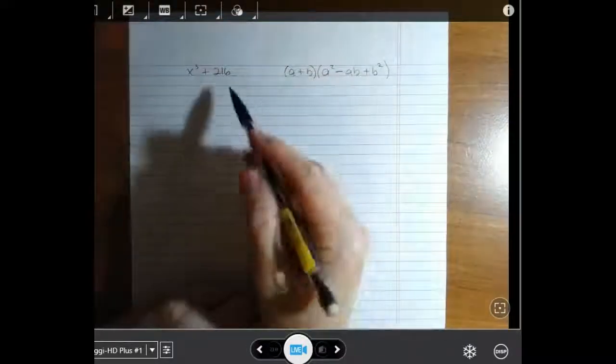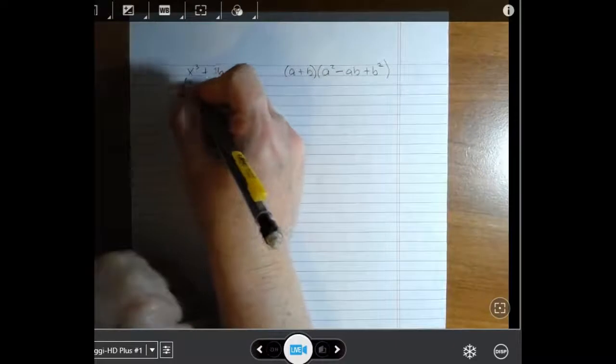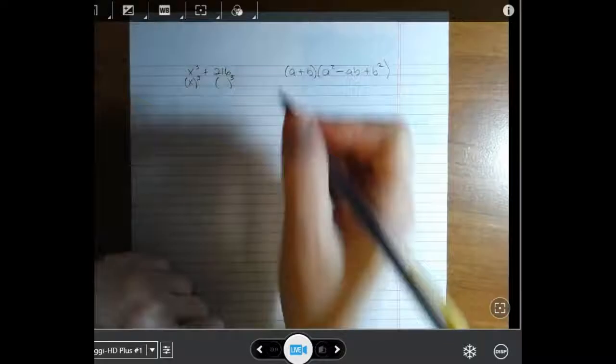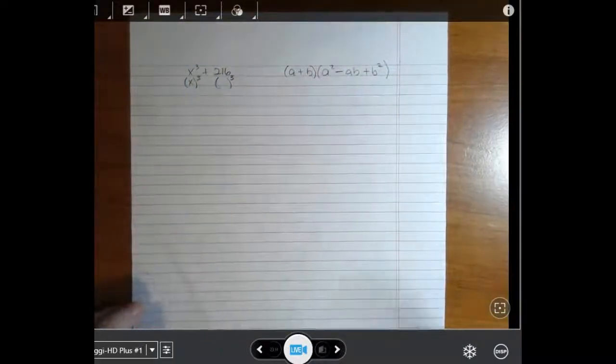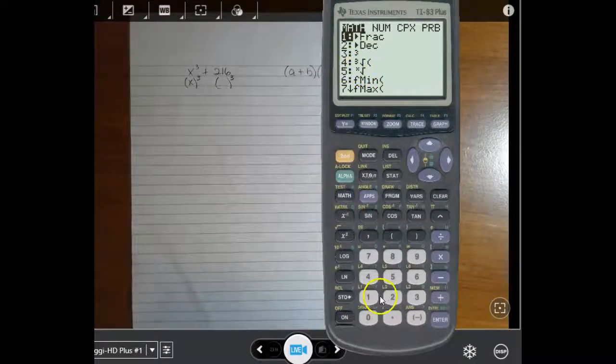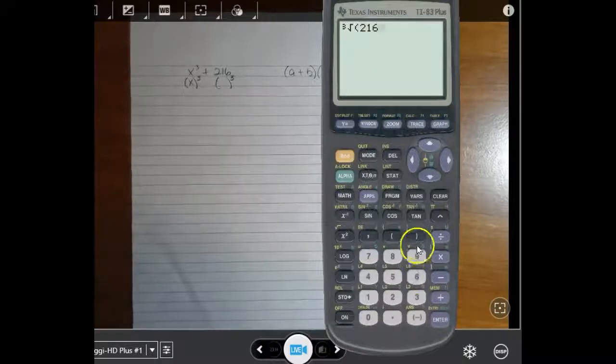So first of all, I need to determine whether this is a perfect cube. I know the x cubed is, because that's x times x times x. But what about 216? What times itself 3 times will give me 216? If you're not sure, you can try some numbers to see, or if you have a graphing calculator, you can go to math, and it will do a cube root. Number 4 will. So let's do the cube root of 216. First of all, to see if it's not a perfect cube, then we can't do it. But it is. It's 6.